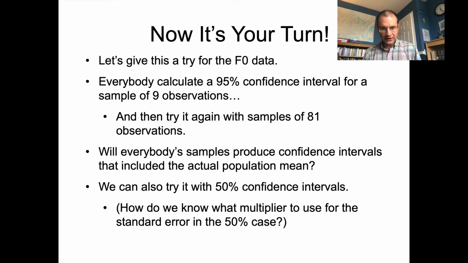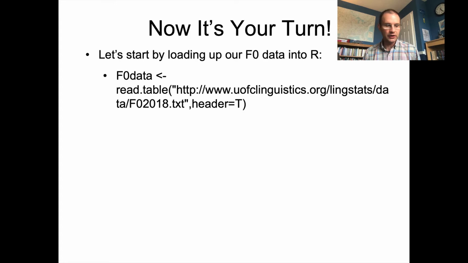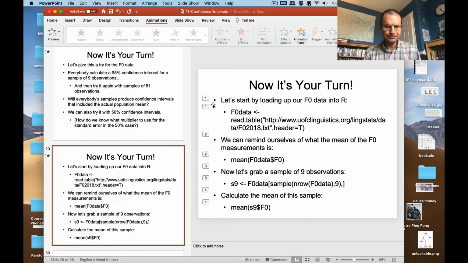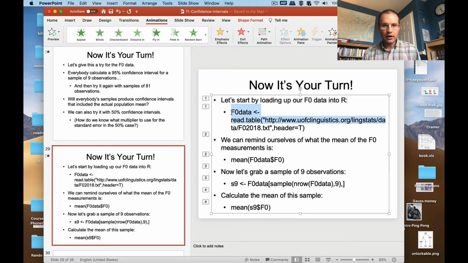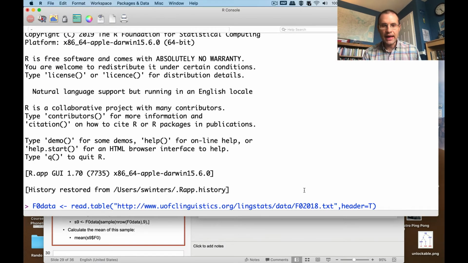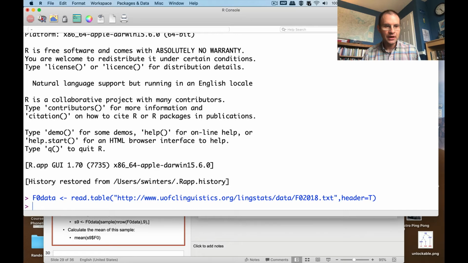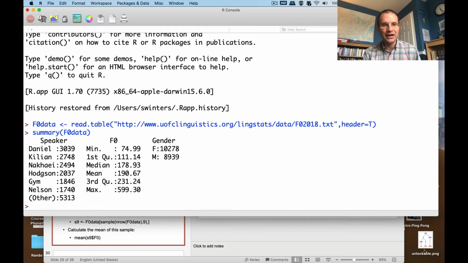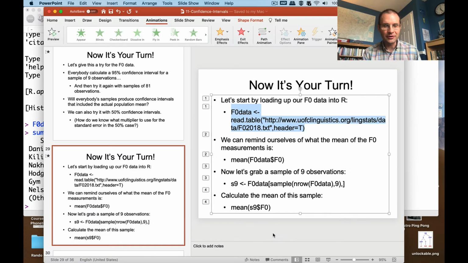So I'm going to set that one aside for the moment and just show you how this works for a 95% confidence interval. And I've got the R commands already up here on the PowerPoint. This is using F0 data from my 2018 class, for whatever that's worth. I collect this data for every single class, and then these examples become slightly different each time around. But there's a lot of data in here from a variety of different speakers, both male and female. We've seen this sort of thing before.